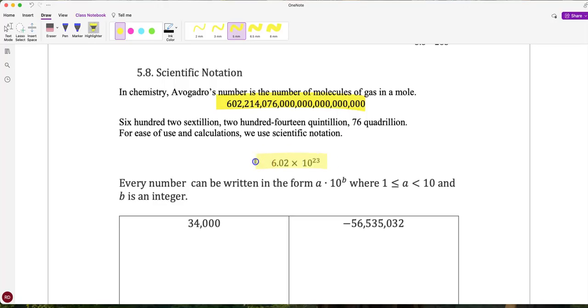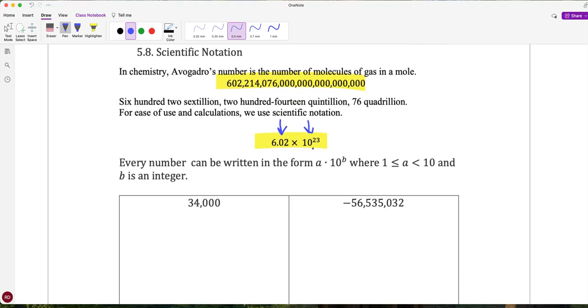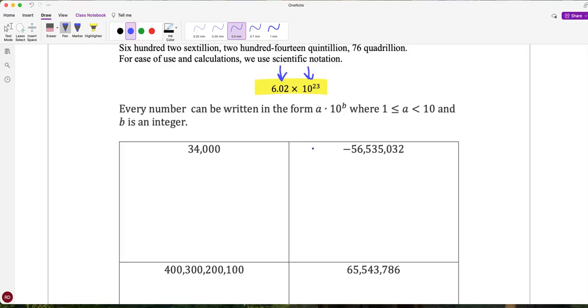So we write this number as 6.02 times 10 to the 23rd. It means 6.02, and then you move the decimal place 23 times for that number. So we can represent a number by a number between 1 and 10, and then a power of 10. Every number can be written in this form: a times 10 to the b, where a is a number between 1 and 10, and b is an integer.